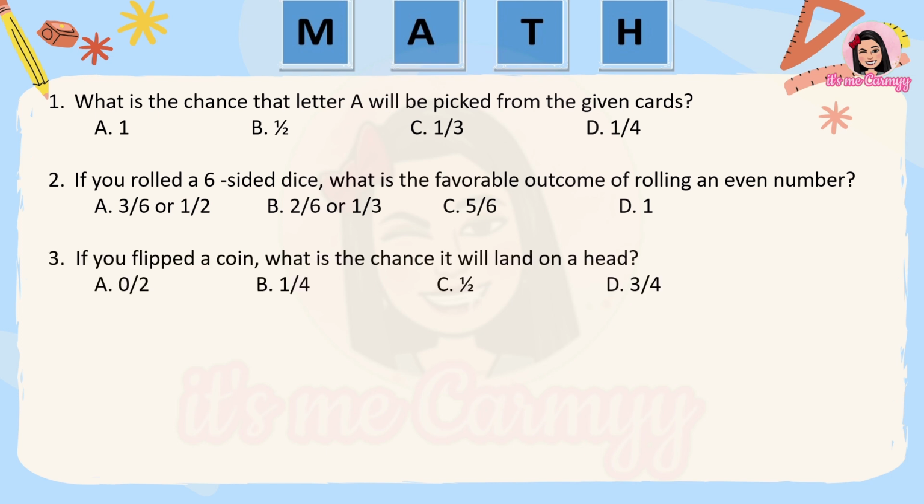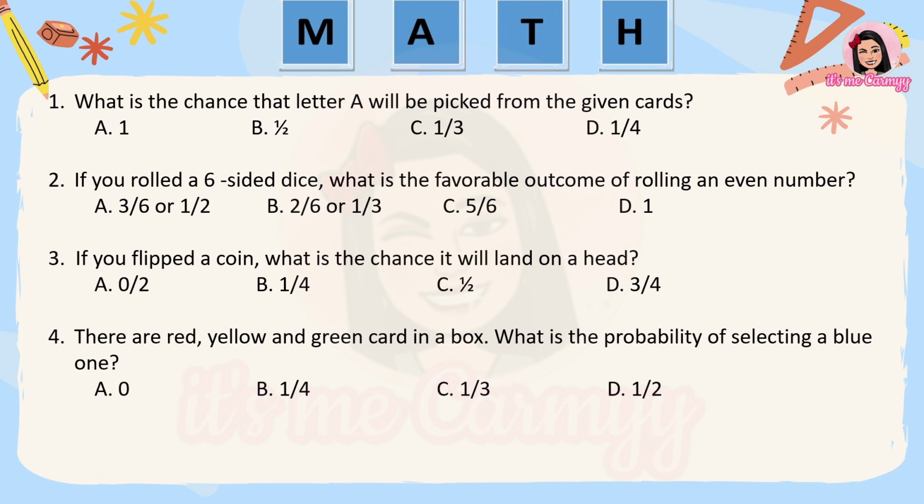Number 3 question: if you flip a coin, what is the chance it will land on a head? Is it letter A, 0.5; letter B, 1/4; letter C, 1/2; letter D, 3/4? Number 4 question: there are red, yellow, and green cards in a box. What is the probability of selecting a blue one? Is it letter A, 0; letter B, 1/4; letter C, 1/3; or letter D, 1/2?